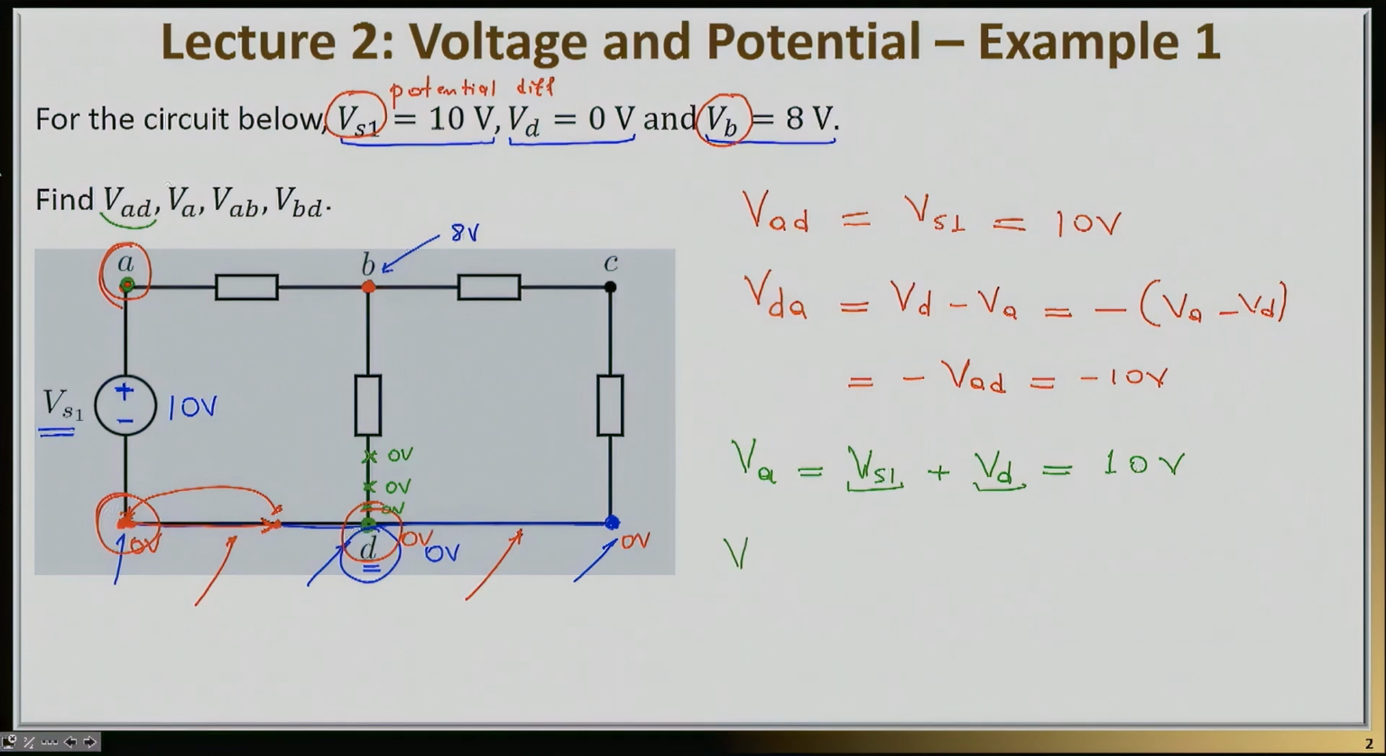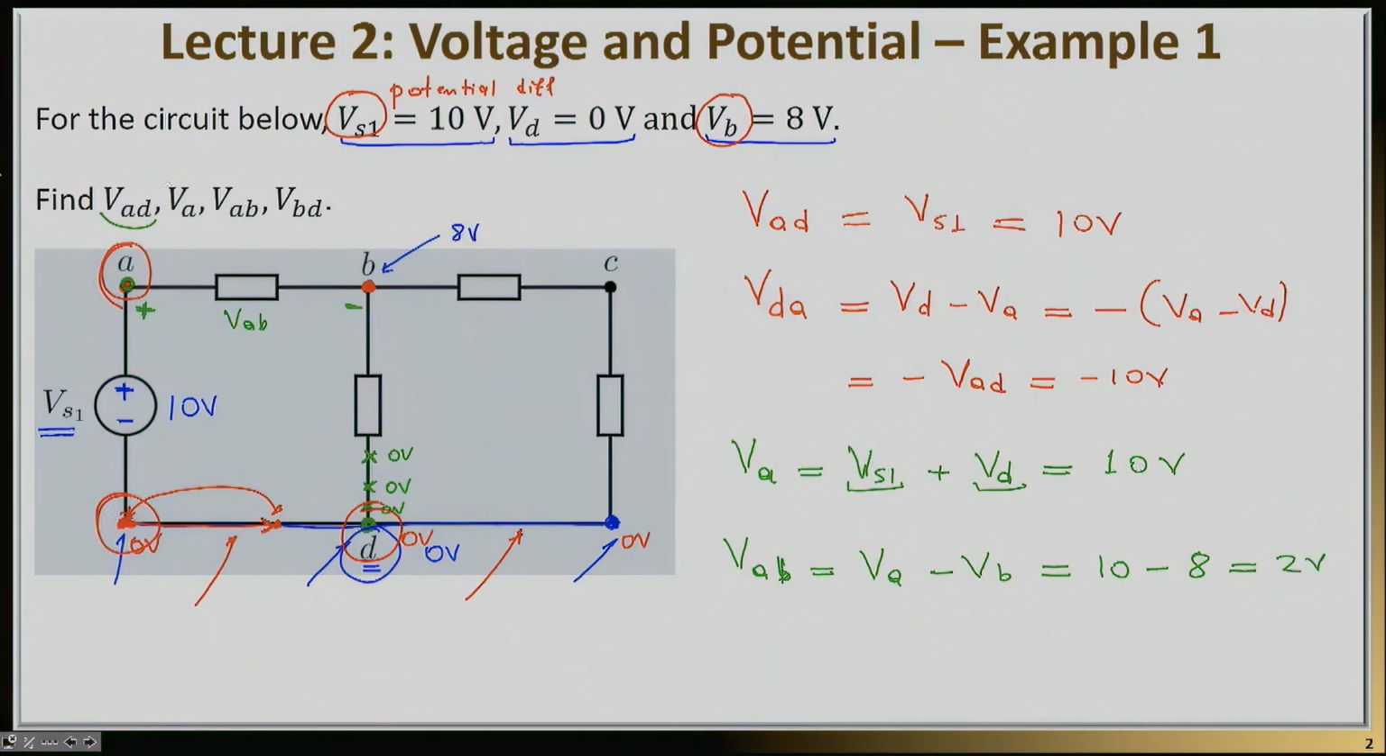Now, the next question is to find out what is VAB, the voltage difference between node A and node B. And notice what I just did in the circuit. I wrote VAB here, and I put plus on node A and negative on node B, because that's what we mean when we write VAB. So VAB is VA minus VB. VA, we have already found, is 10 volts. VB is given as 8 volts, and therefore the result of this potential difference is 2 volts.